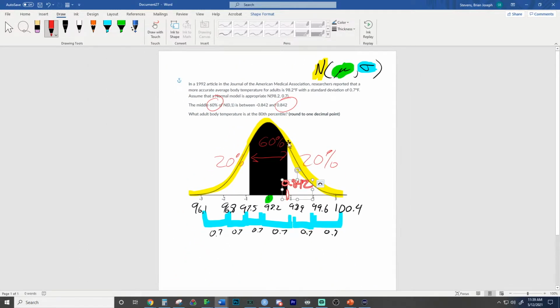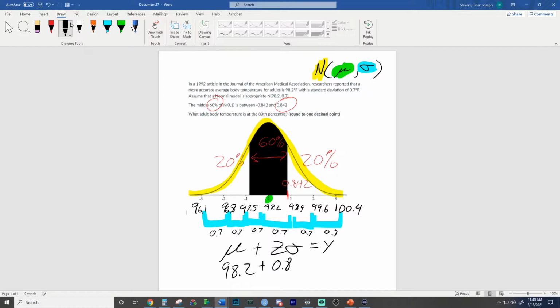So we know from this z-score that if we take the mean and add to it a certain number of standard deviations, we will get the observation. So let's take the mean of 98.2 and add to it the z-score of 0.842 times the standard deviation of 0.7, and that's going to give us the answer right there. And we have a guesstimate of 98.7. Let's see how close that is.